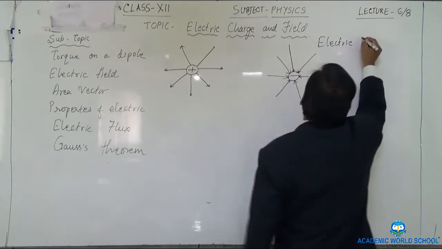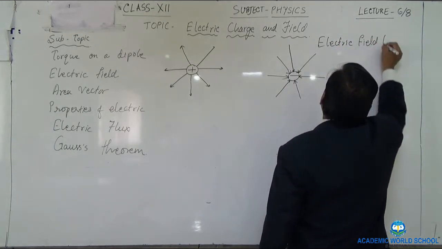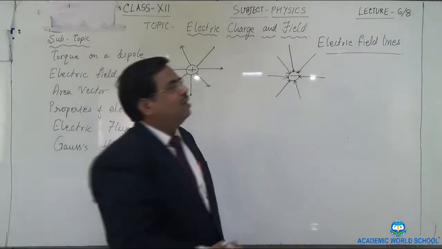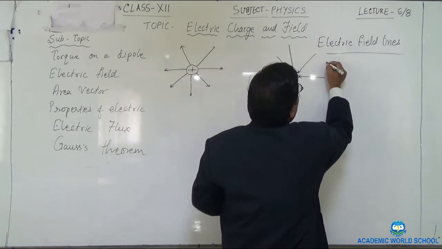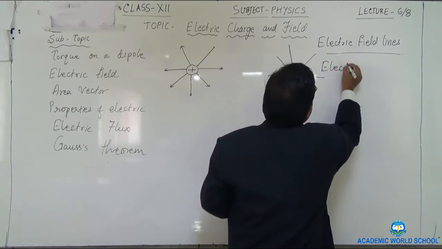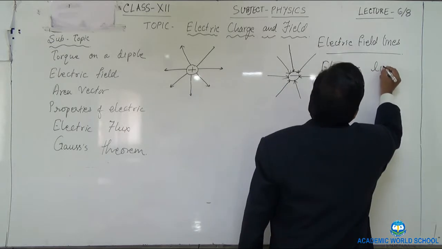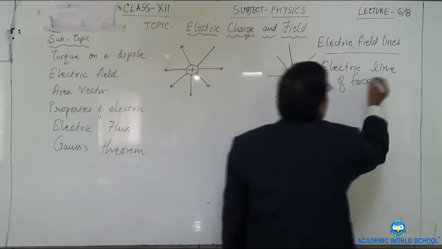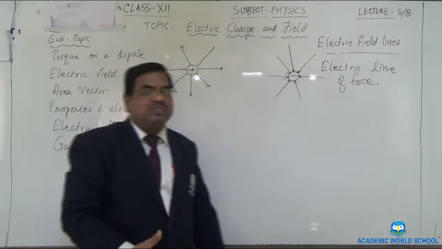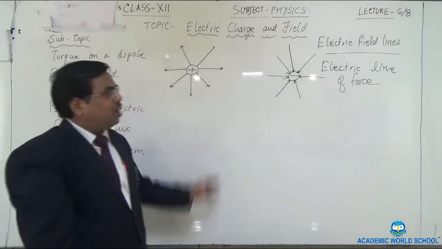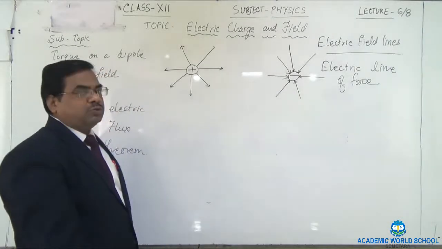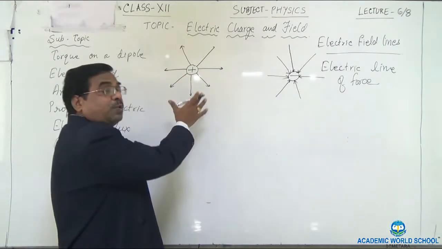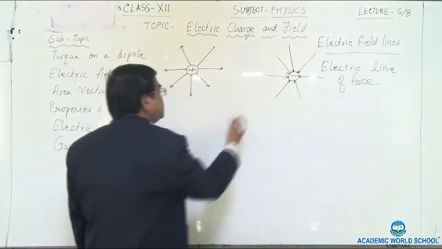One more name is there for this electric field line. They are also called lines of force, electric lines of force. How the direction of force is known, I will tell you after drawing these diagrams. So first you draw the diagram for a single isolated positive charge and a negative charge.